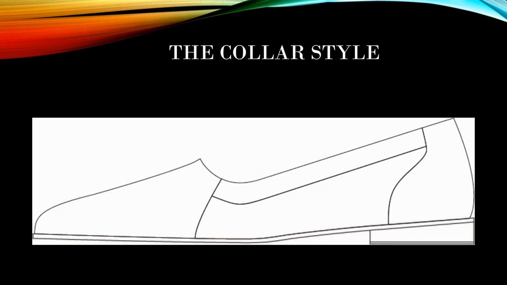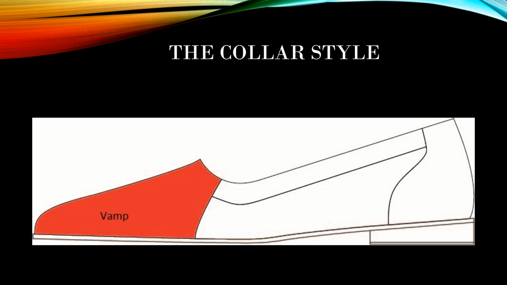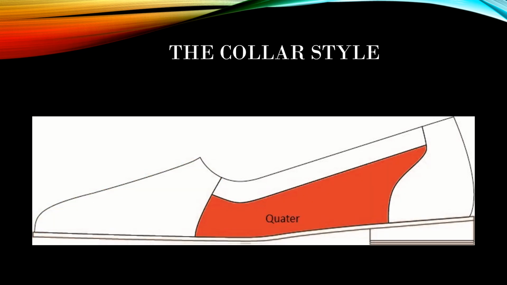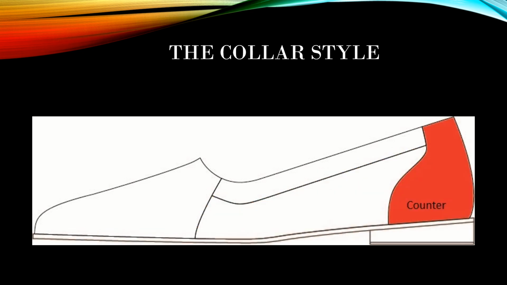The collar of a shoe runs along the top line of the quarter. Although there can be many variations, we will show this example. The collar is this panel here. Sometimes this panel is padded with foam, for additional comfort. The vamp will still be this main area in the front. The quarter will still be the main area on the side, and the counter at the back.